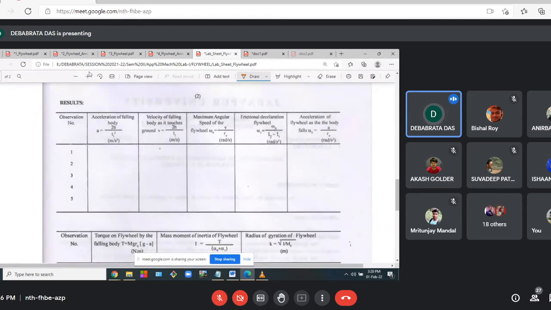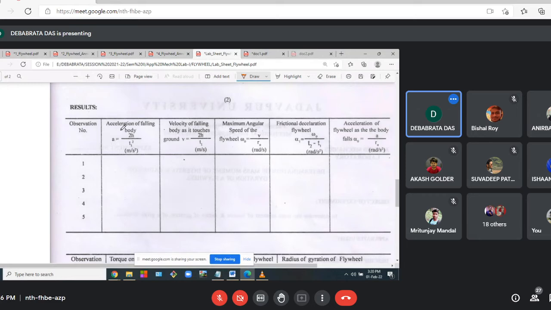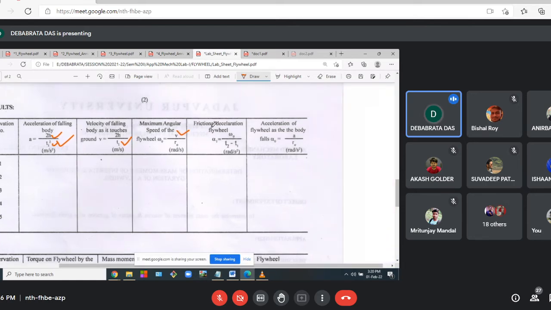These things were already discussed. The acceleration of the falling body is twice h by t1 square, in meters per second square, with h in meters and t in seconds. The velocity at which the body hits the ground is twice h by t1, already calculated. The maximum angular speed of the flywheel, omega naught, is v by r naught. Then the frictional deceleration, alpha 1, is omega naught by t2 minus t1. And the angular acceleration of the flywheel, alpha naught, is a by r naught.